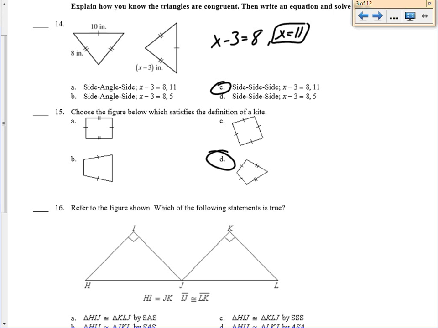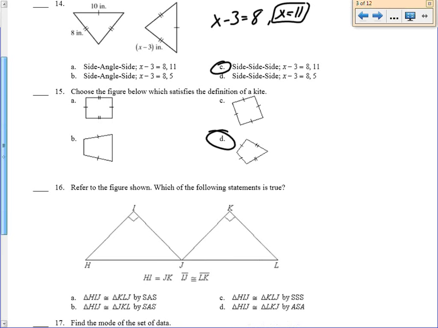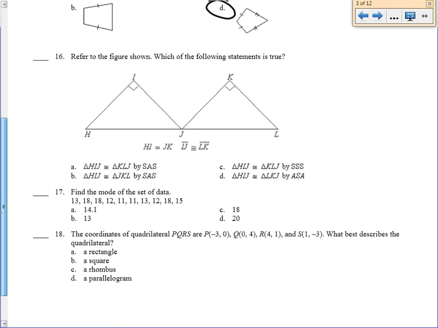Refer to the following. Number 16 here says, refer to the figure shown. Which of the following statements are true?